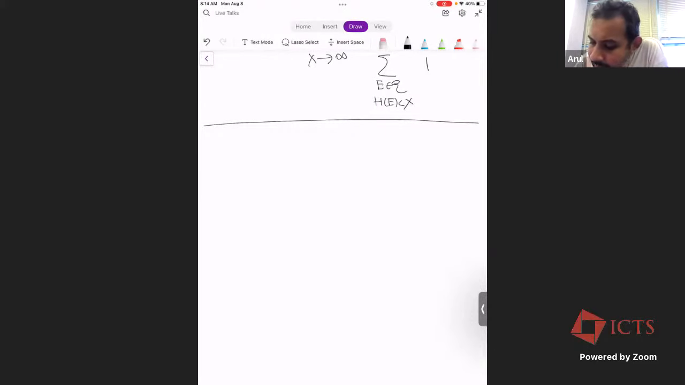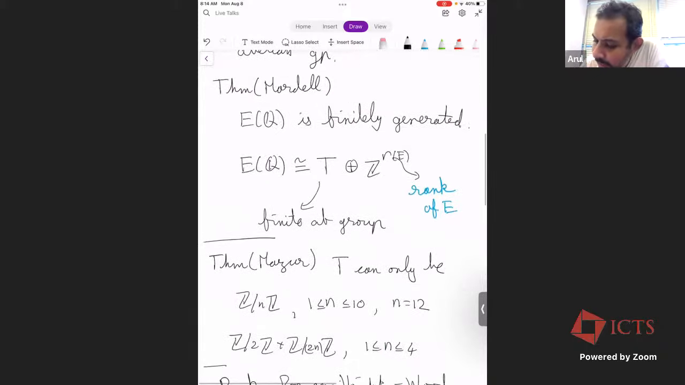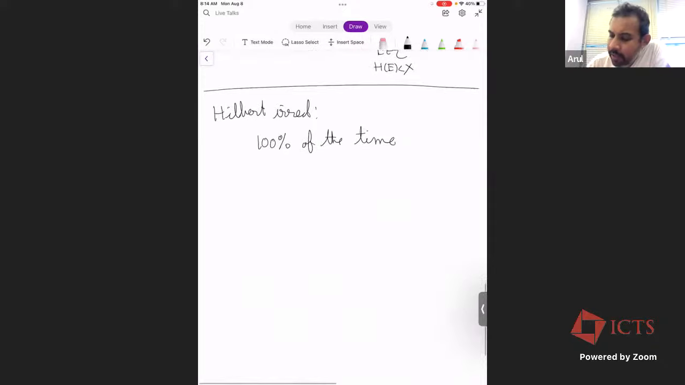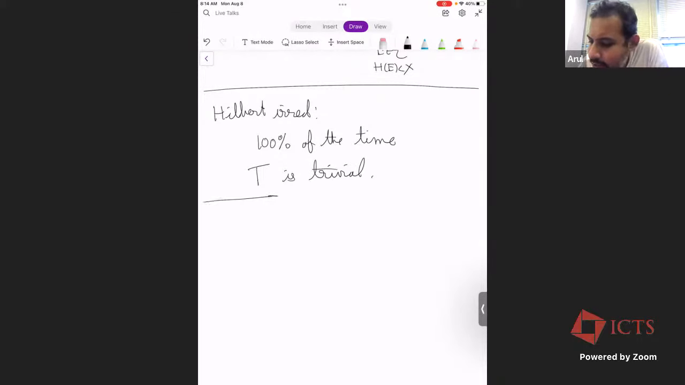It's a very nice application of Hilbert irreducibility. I won't prove it here, but what it says is that 100% of the time, that finite group T, if you'll remember, we wrote E of Q as T, a finite abelian group, plus some power of Z. Hilbert irreducibility very quickly implies that 100% of the time, this group T is trivial. So most elliptic curves don't have non-trivial torsion. For most elliptic curves, E of Q is simply Z to the r for some r. So the study of average values of T is not very interesting.